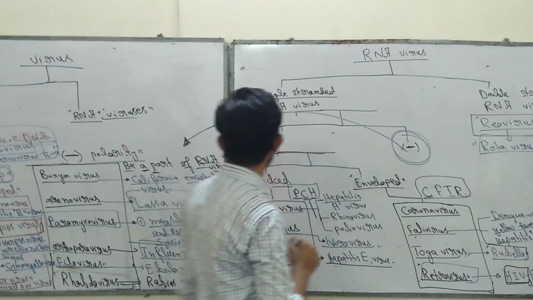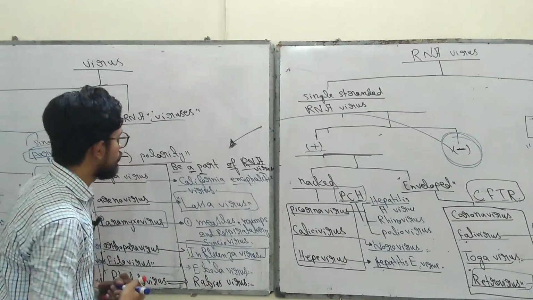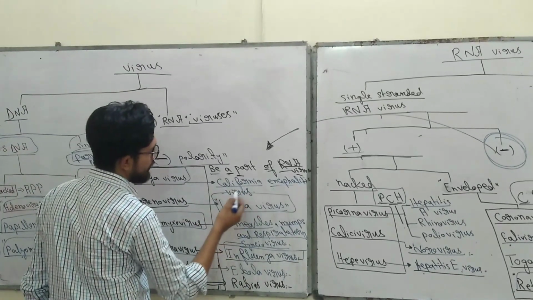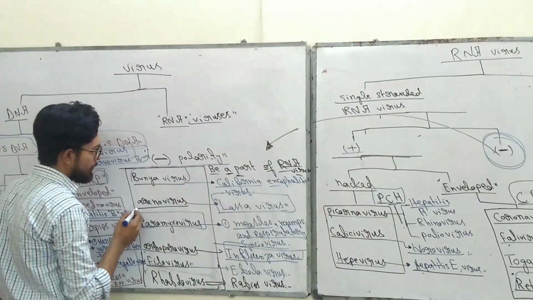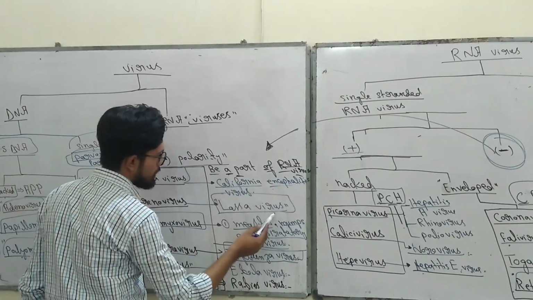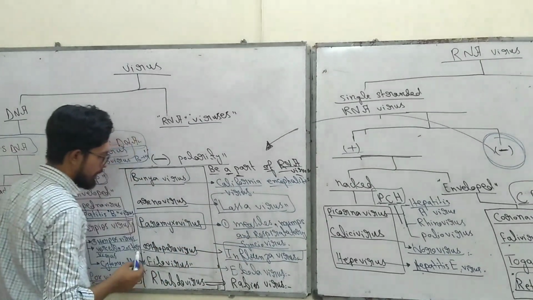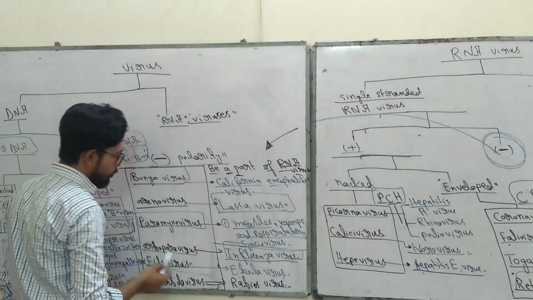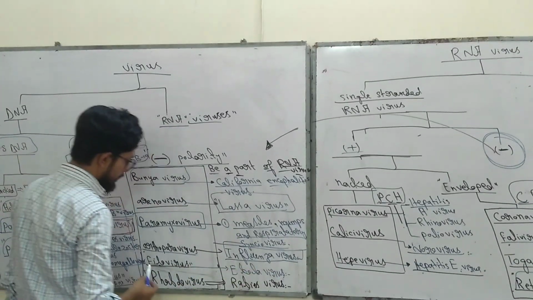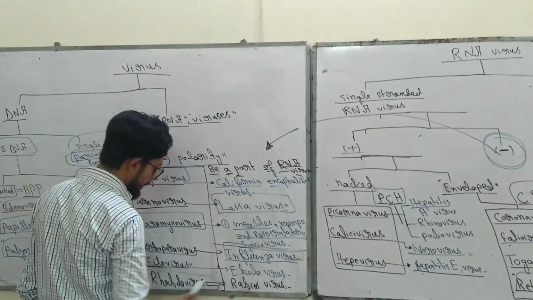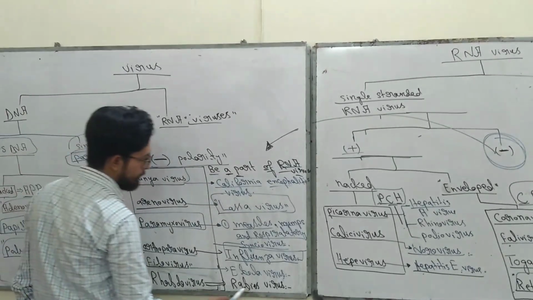Now the negative polarity viruses. Bunyavirus causes California encephalitis virus, which is not important to remember. Arenavirus contains Lassa virus. Paramyxovirus contains measles, mumps, and respiratory syncytial virus. Orthomyxovirus contains influenza virus, filovirus contains Ebola virus, and rhabdovirus contains rabies virus, which causes rabies.